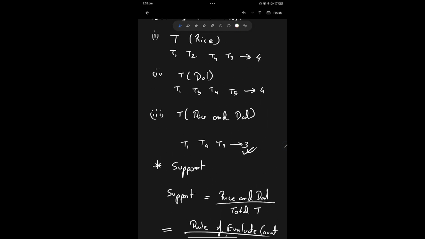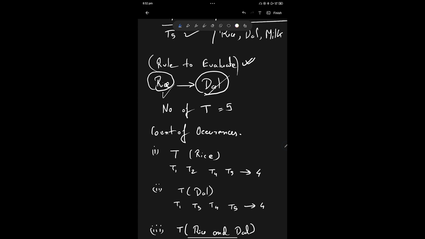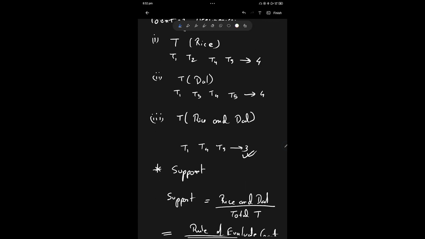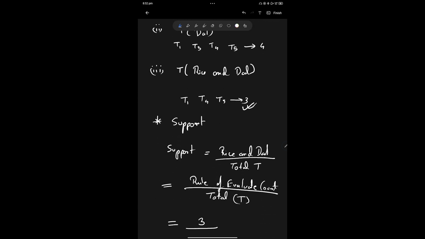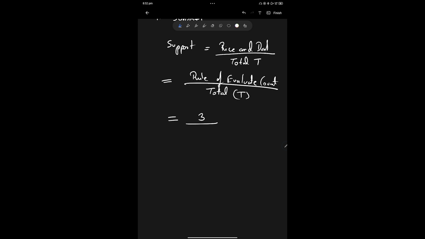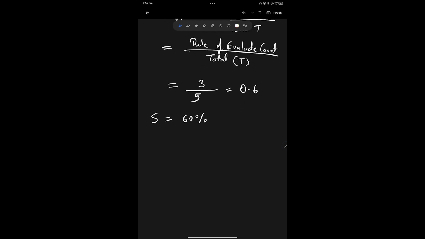That is this common thing, so don't get confused. The common thing, rice to dal. So we consider T with rice and dal. You found it as 3, divided by the total. The total is how much? 3 by 5. So how much are we getting? 3 by 5 is 0.6. So that is 60%. Okay, we have calculated support.